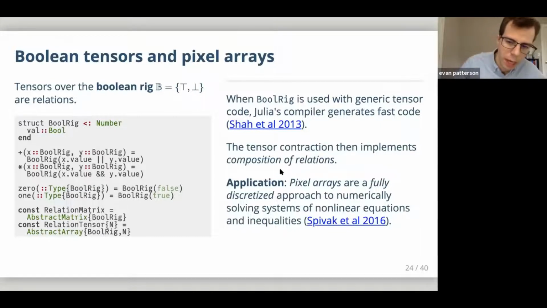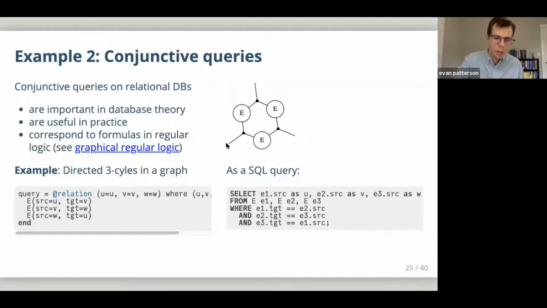And then tensor contraction implements composition of relations. One possible application of this, which has been introduced by Spivak and his collaborators, is pixel arrays, which are a fully discretized approach to numerically solving systems of nonlinear equations that use this approach. Okay, but I'm going to get into some of our other topics here.